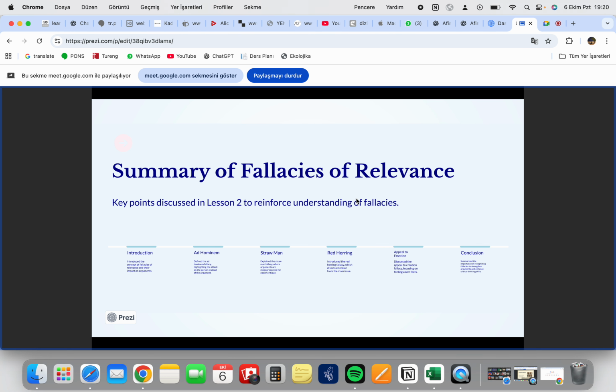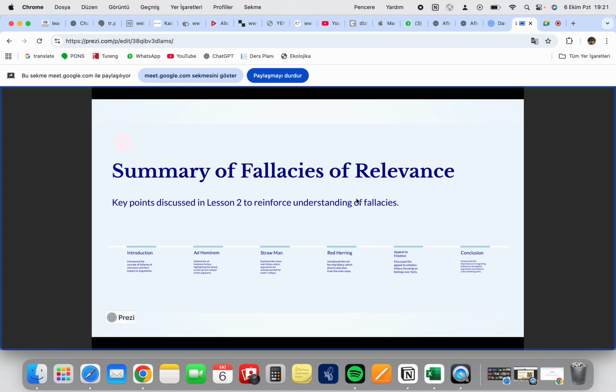And let's do a small summary in there. What we learned so far. We learned fallacies of relevance are arguments that use reasons not connected to the conclusion. Here are the things that we covered. We said ad hominem, straw man, red herring, appeal to emotion, appeal to authority, and we said appeal to popularity.